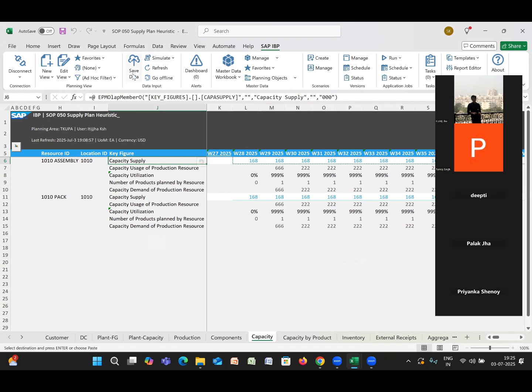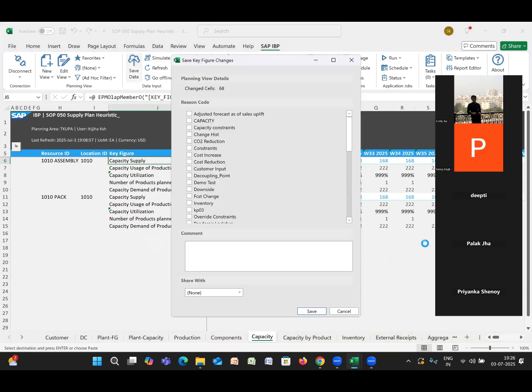Where is the save? Save data. Then comes the next key figure, which is called capacity usage of production. So let it get saved first.